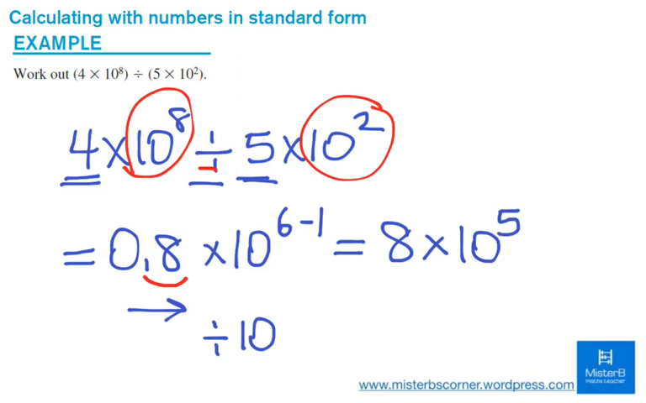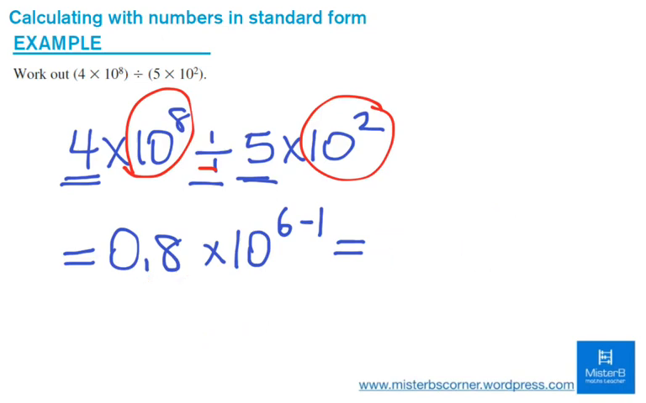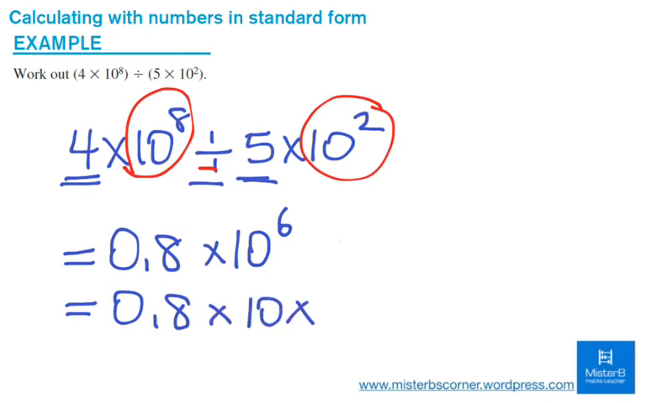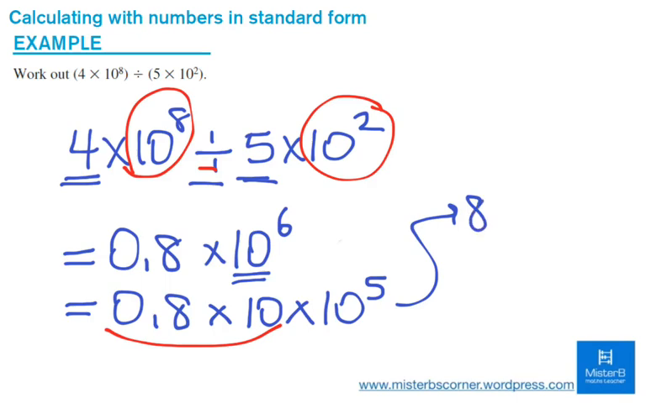Or you can also consider the following. Instead of moving the point, you could write 0.8 times 10 times 10 to the power of 5. You can take one of the 10s in this index number out, so that you can consider this multiplication and end up with 8 times, because 0.8 times 10 is 8, times 10 to the power of 5. This will be in standard form.